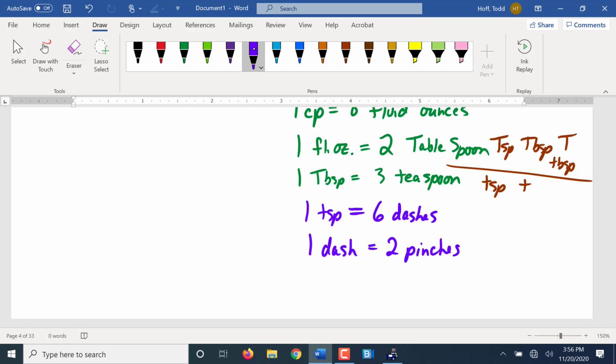A pinch, you just put your fingers into the salt, pepper, whatever spice, put your fingers together, and what's between your fingers goes in the recipe. That's it. Yeah. For the most part, it worked okay. They actually do make measuring spoons for dashes and pinches. And for this last one, 1 pinch contains 2 smidgens.